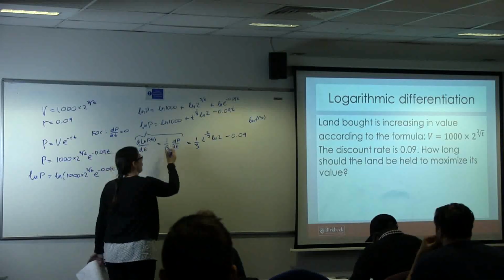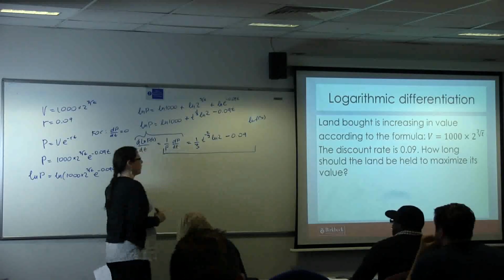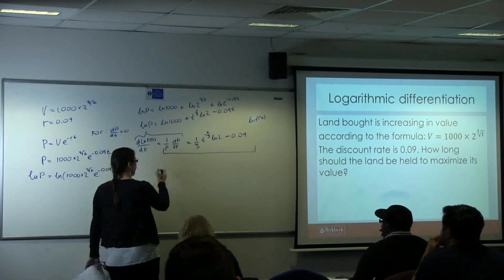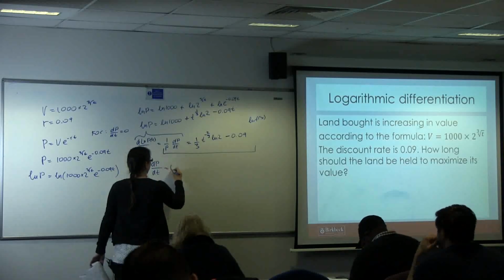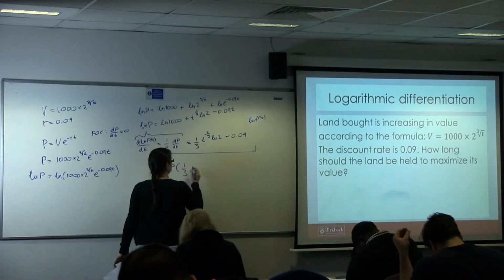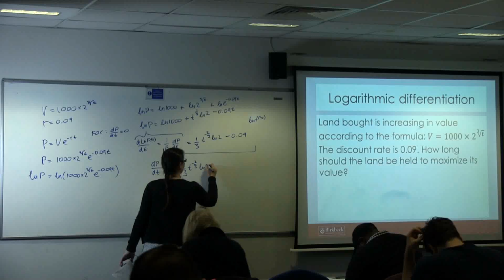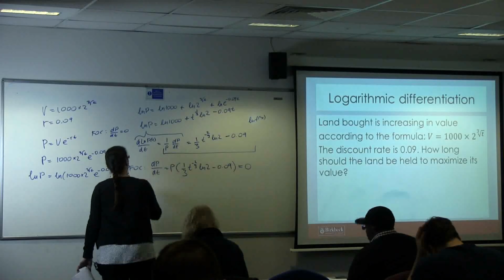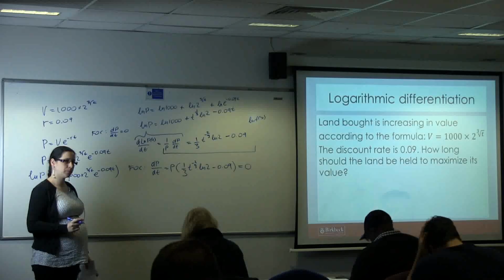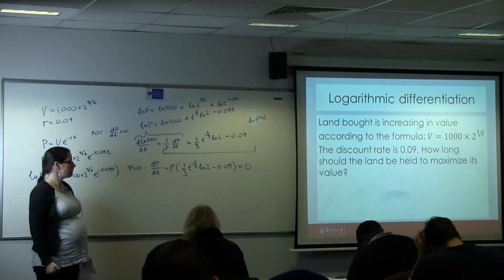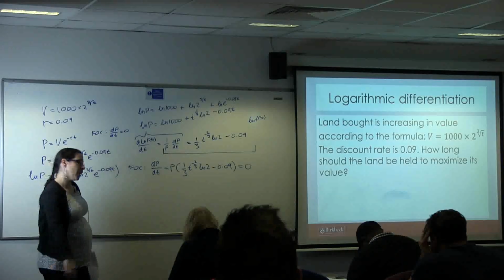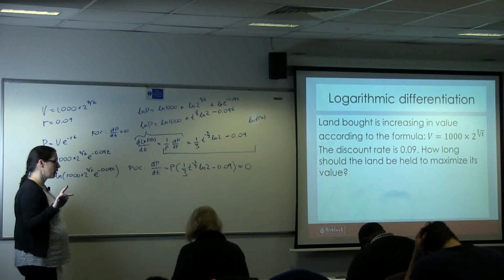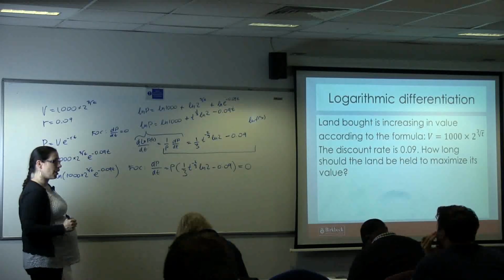Now remember, my goal is to have dp/dt equals 0. But now from this equation, I can rearrange it and express dp/dt just by multiplying both sides by p. And that has to be equal to 0. Now I have got my first order condition in a relatively simple form. I've got a multiple, p times the bracket equals 0. I've got two possibilities: either p is 0 or the bracket is 0.